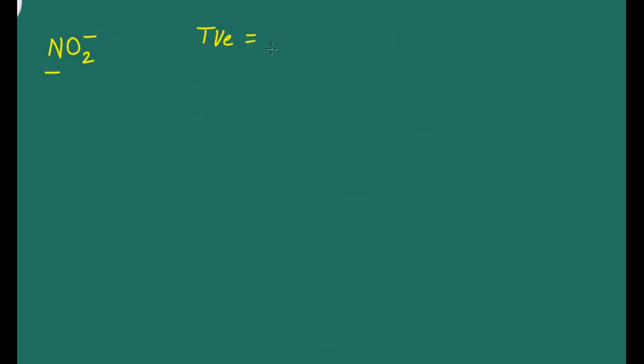Nitrogen, one nitrogen is there. The valence electron of nitrogen are 5. For oxygen, the valence electron is 6, but there are 2 oxygen atoms, so multiply it with 2. Now there is a negative charge, so add that negative charge, and the final answer will be 18. Right?